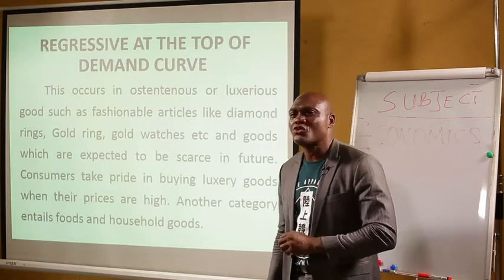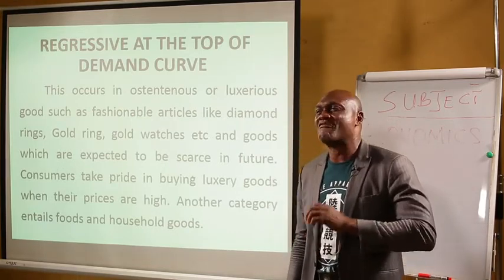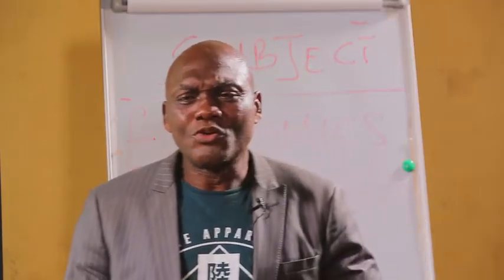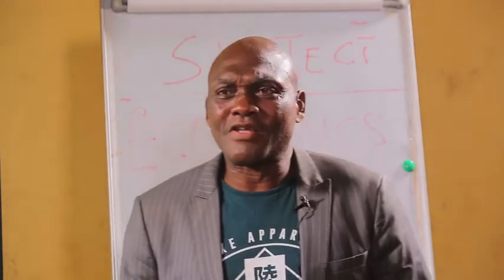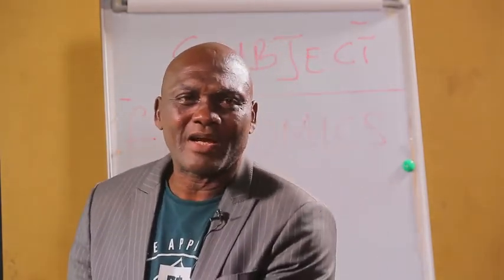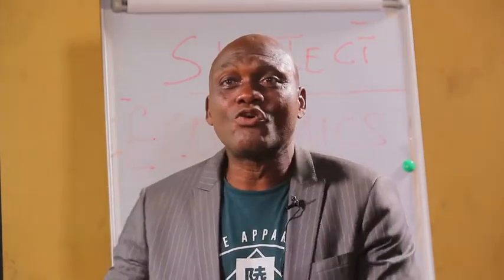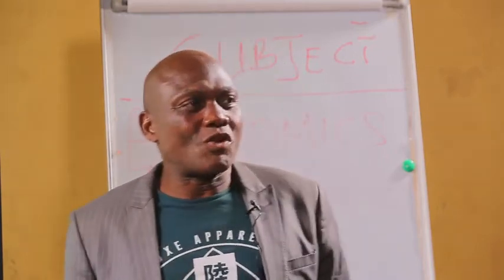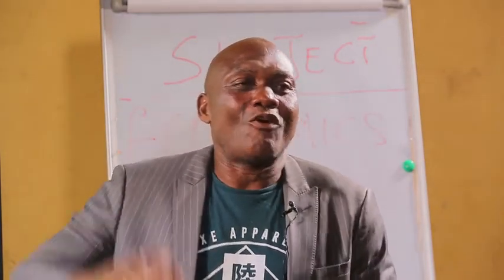People like to buy luxury goods when their prices are very high. For example, gold rings, diamond rings. You know our mothers, by the time they come out, they say, my husband bought this for me from Dubai. He bought this ring from America. He bought this. This is gold. This gold is worth 250,000. This gold is worth 300,000. That is what they want, because of the price of that gold.